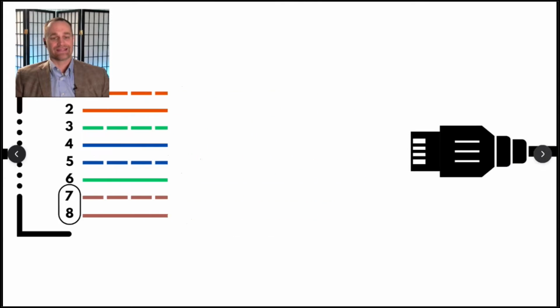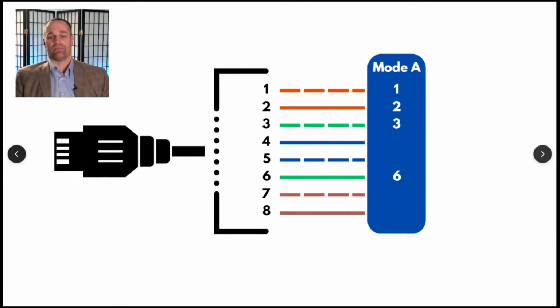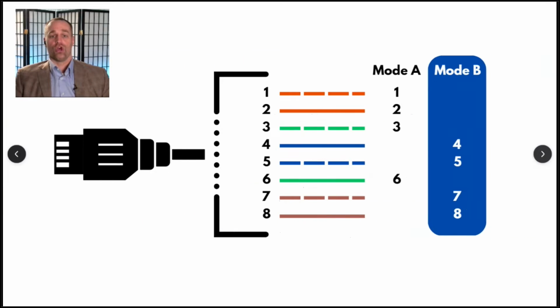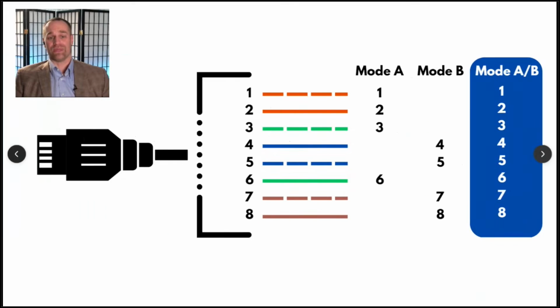Mode A simply means that you have power on pairs 1 and 2 and 3 and 6. Mode B means you have power on pairs 4 and 5 and 7 and 8. Mode AB means you have power on all 4 pairs at the same time.